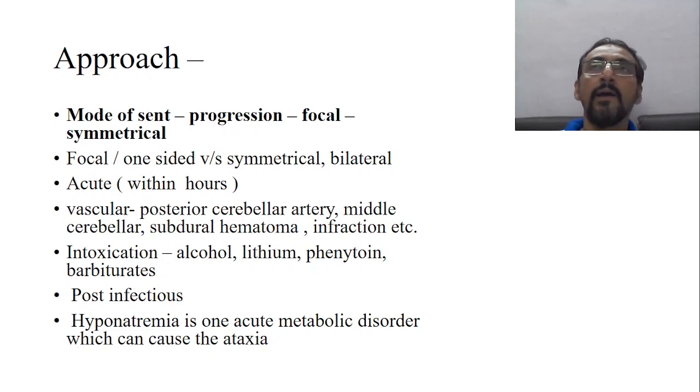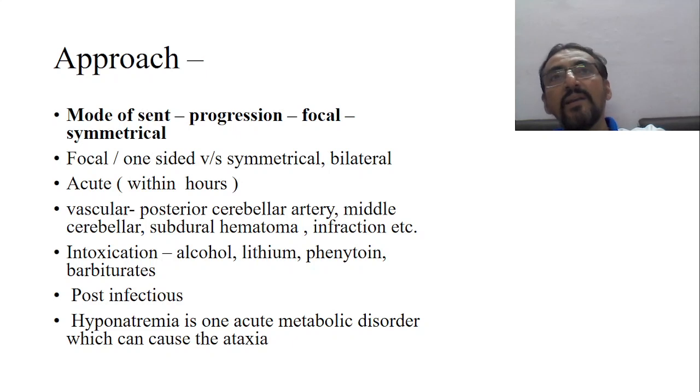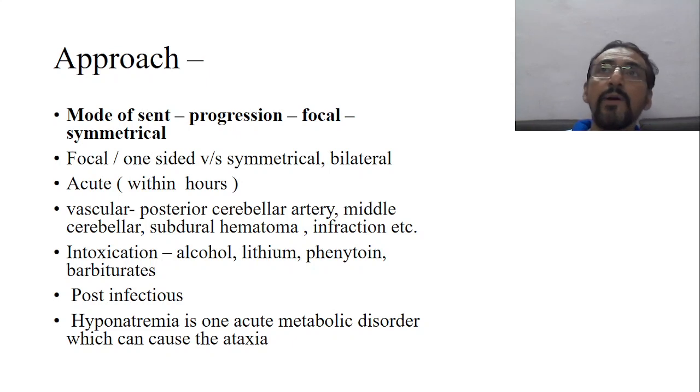Now, focal means it may sometimes be one-sided, or it may be symmetrical, bilateral. That means ataxia is only on one side, only one side he is falling, or on both sides he is falling. Sometimes it is focal, only in the upper limb, not in the lower limbs. Only in the upper limbs there is some ataxia, or in the lower limbs there is ataxia, but in the trunk there is no ataxia. So such things can occur.